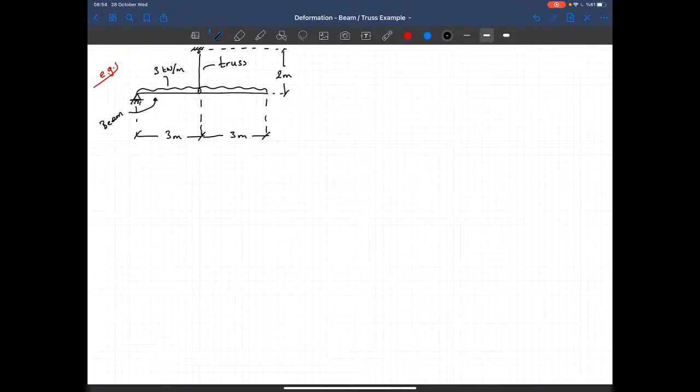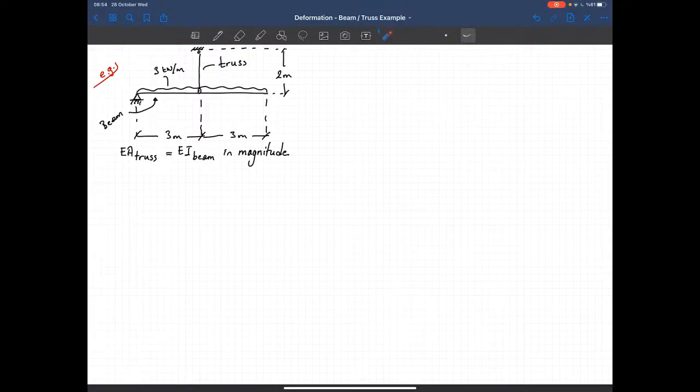And I want to calculate the deflections, or determine the deformed shape, of this structure. So for simplicity, it's given that the EA of the truss is equal to the EI of the beam in magnitude. Okay, so that's the problem.